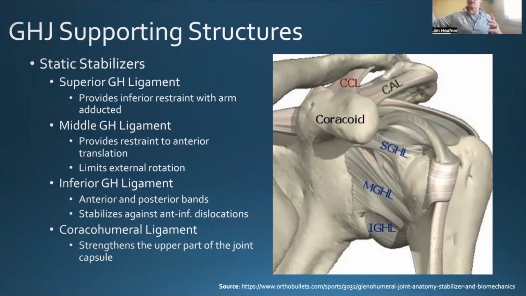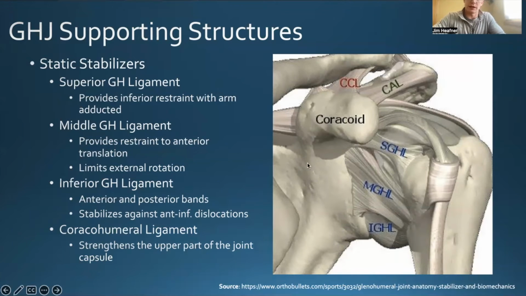That typically happens in a position of abduction. So as I go into abduction and external rotation, the middle and inferior glenohumeral ligament provide restraint and support against that. And so these are very important structures for stability, passive stability of the glenohumeral joint.